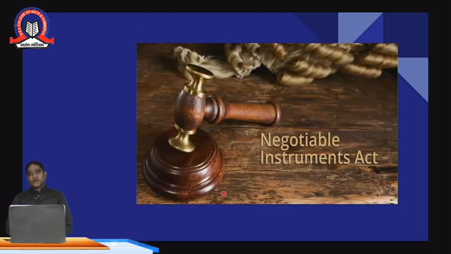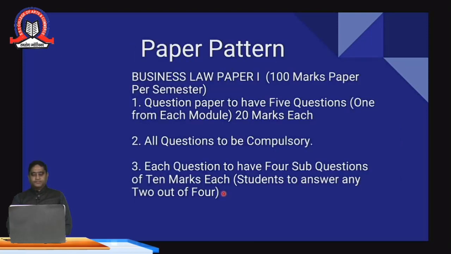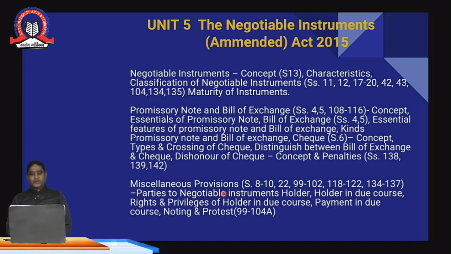Students, under unit 5 we have the Negotiable Instruments Act 1881. Under it, I would be making you understand the concept, the characteristics, the classification of negotiable instruments, and maturity. Also, we will learn about the promissory note and the bill of exchange, the concept of each, including the kinds of promissory note and bill of exchange.